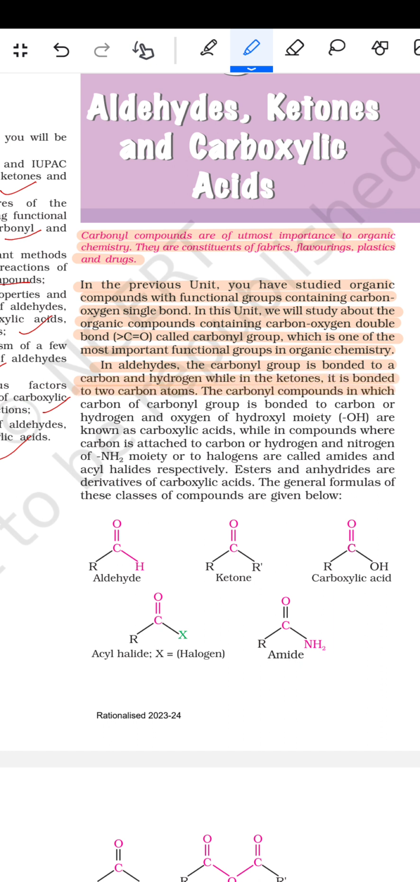The carbonyl group in which the carbon of the carbonyl group is bonded to a carbon or a hydrogen and the oxygen of the hydroxyl moiety OH are known as the carboxylic acids, while in the compounds where the carbon is attached to a carbon or a hydrogen and the nitrogen of the NH2 moiety or to the halogens, they are called the amides and the acyl halides respectively. Esters and the anhydrides are derivatives of the carboxylic acid. The general formulas of these classes of compounds are given below.